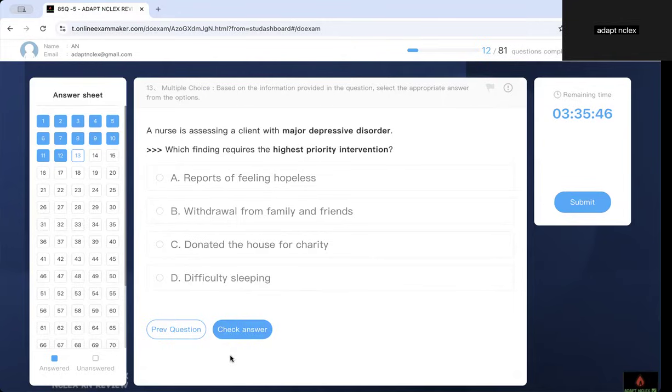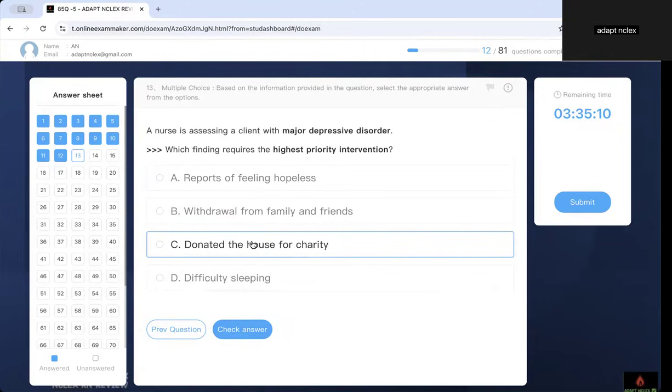Major depression, right? Report feeling hopelessness, withdraw from family and friends, donate the house for charity, difficulty sleeping. Ask yourself, if I'm depressed and I have difficulty sleeping, is that a bad thing? Unexpected finding. Hopelessness, is that a bad thing? Expected, but at the same time, worry about it. Withdrawn from your family. Unexpected finding, but still worry about it. Isolation. Donating your house for charity. I'm worried about it. Which one would you pick? Put down your answer, let me know.